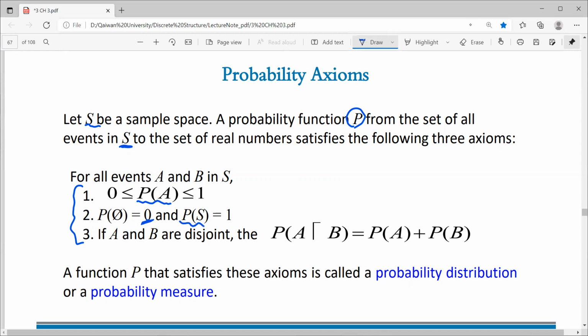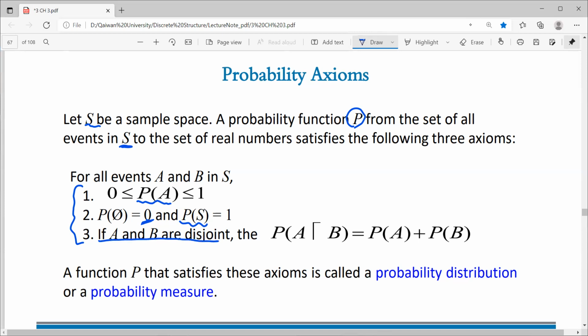And the probability of S, the probability of all elements in the sample space, the probability of all possibilities, as I said, S is the sample space. So the probability of S is 1. As I said before, the sum of all probabilities is 1. S is all events, so the sum of the probabilities of all events is 1.